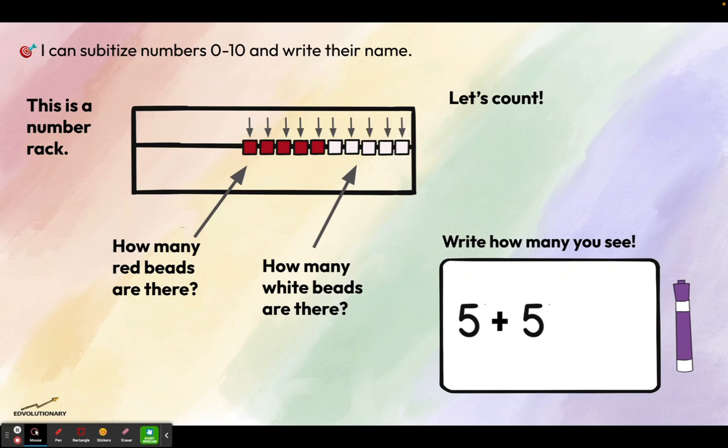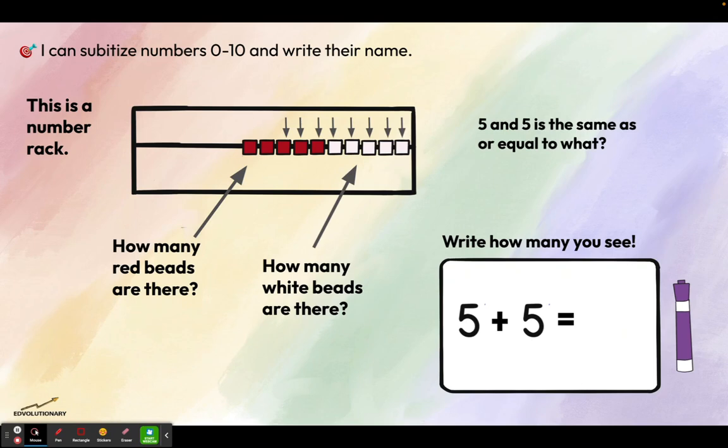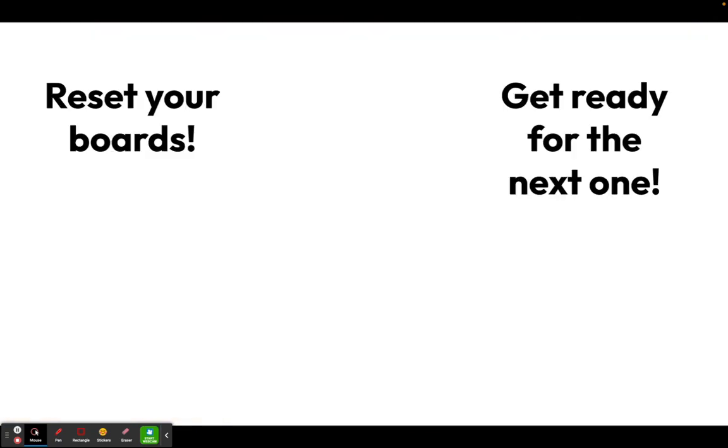5 plus 5, red beads plus white beads. How many does that equal? That reminds me of the doubles fact from last week. Let's see. I'm going to count the top row as the arrows go away. One. Oop, I missed that animation. Sorry about that. So then the arrows will go away. 1, 2, 3, 4, 5, 6, 7, 8, 9, 10. If you said 5 plus 5 is 10, you were right.